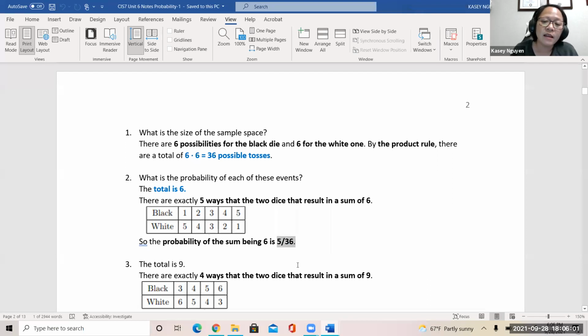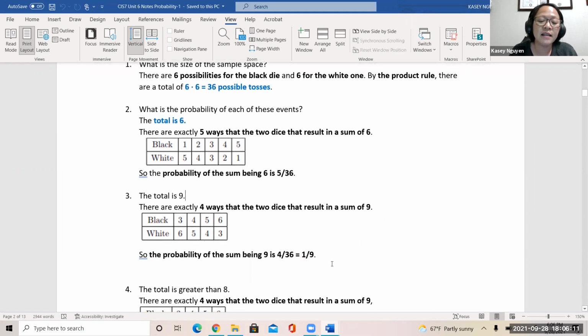Okay. But then what if I wanted to get a total of 9 instead of a total of 6? Well, then I can look at the possibilities. I can have one dice that has a 3, the other is a 6. I can have another dice that has a 4, and the second one is a 5. The first one can be a 5, the other one is a 4, and the first one is a 6, and the second will be a 3. So there will be 4 ways that the 2 dice can result in a 9.